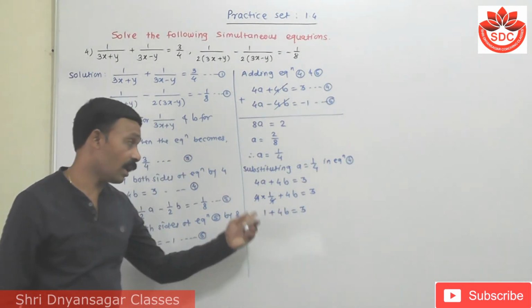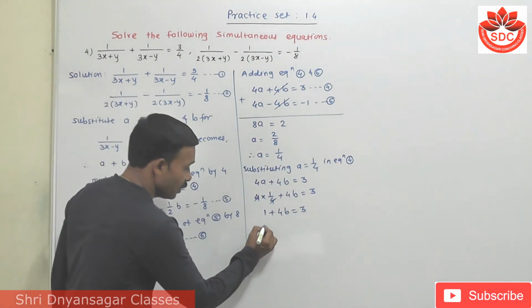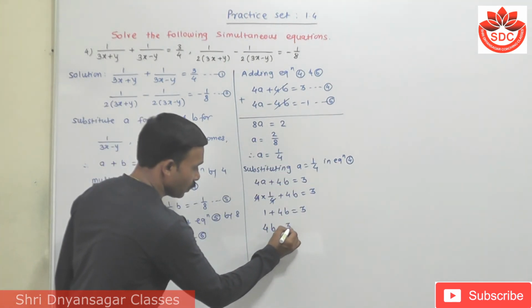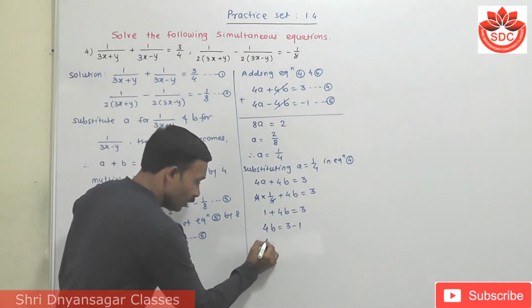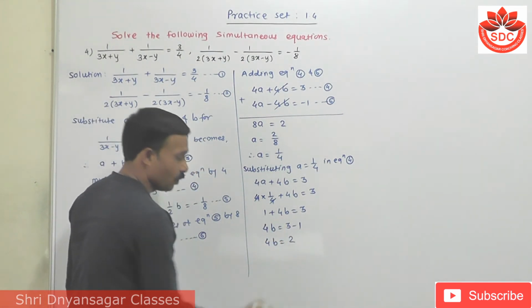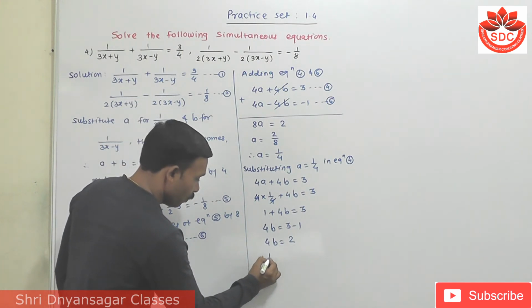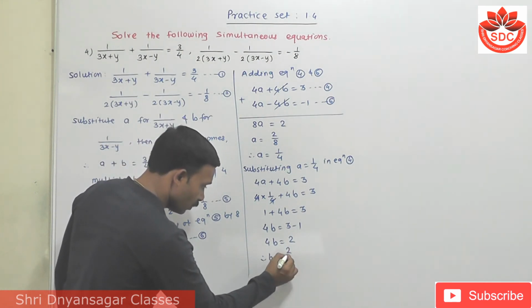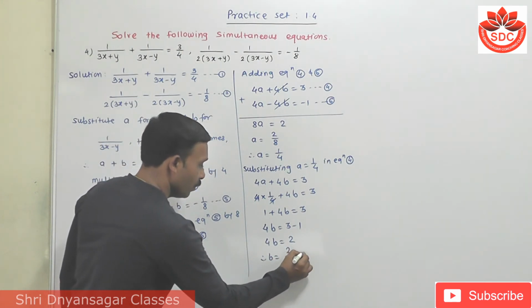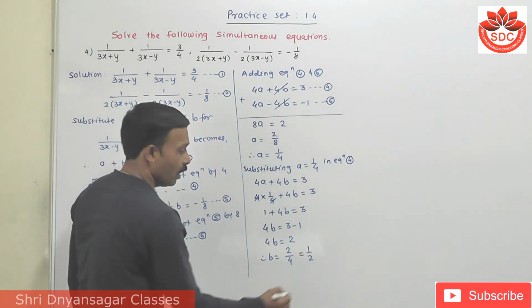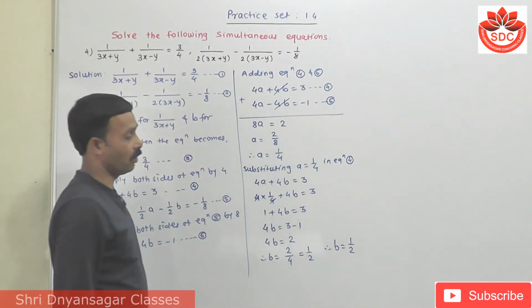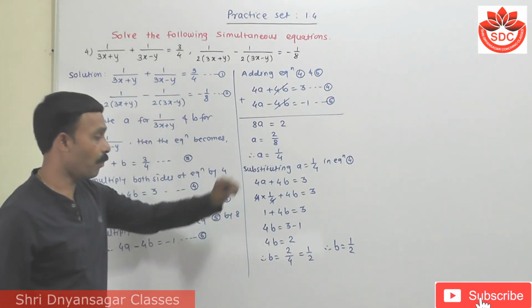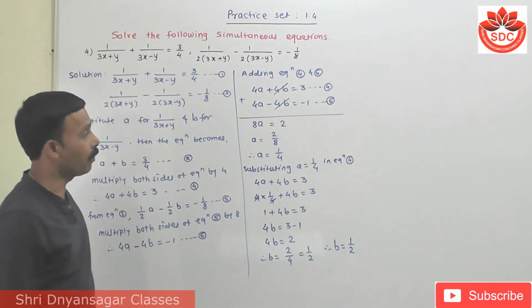Again this 1 is transposed to the other side. This is 4b is equal to 3 minus 1. What is the subtraction? 4b is equal to 2. Therefore, b is equal to 2 upon 4. This 4 goes to the denominator. That means the value of b is 1 upon 2. Here I will write b is equal to how much? 1 upon 2. That means the value of a is 1 upon 4 and the value of b is 1 upon 2.